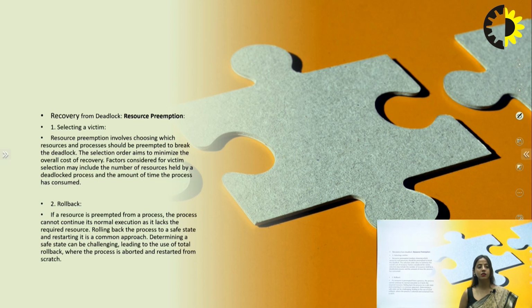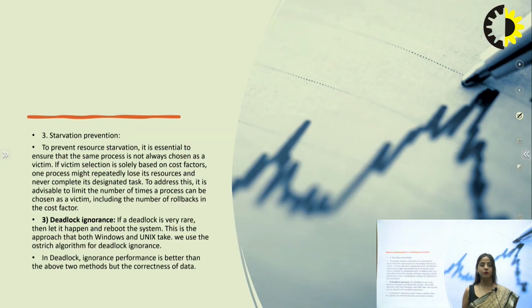Rollback. If a resource is preempted from a process, the process cannot continue its normal execution as it lacks the required resource. Rolling back the process to a safe state and restarting it is a common approach. Determining a safe state can be challenging, leading to the use of total rollback, where the process is aborted and restarted from scratch.